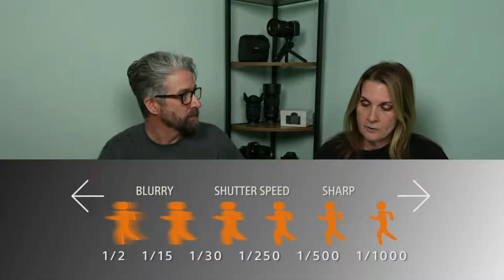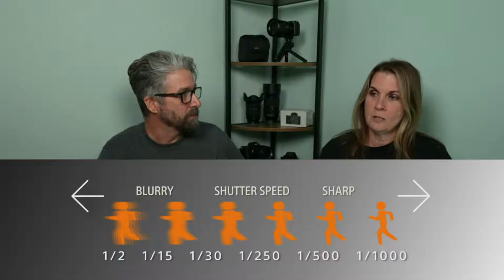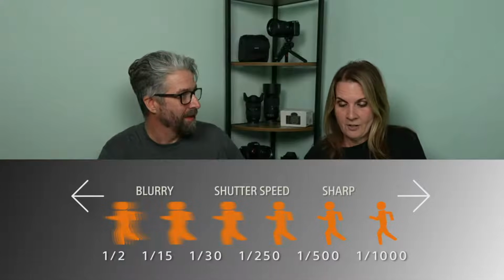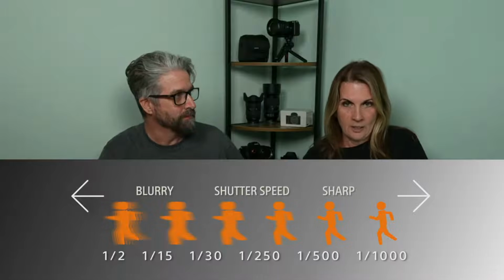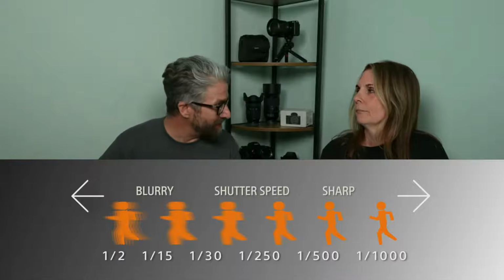There are things that affect this. If you increase your shutter speed, you might be darkening the photo. So again, it affects the light that comes in. Right. So the slower speed, more light comes in. The faster speed, less light comes in.